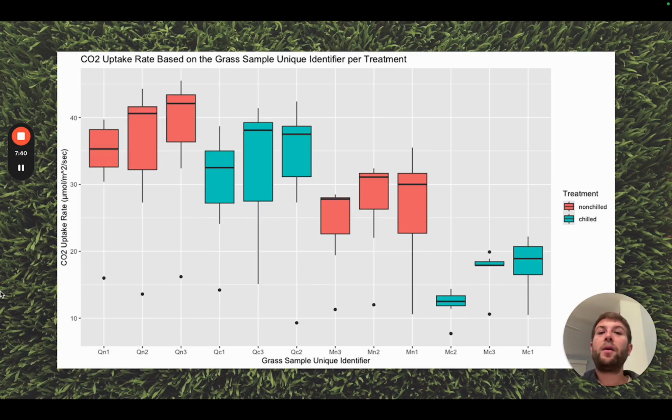In the experiment, there were 6 total plants per type, with 3 of each type per treatment. I thought it would be interesting to look at the CO2 uptake rate for each unique grass sample, with treatment categories labeled. This box plot was similar to my previous box plot's findings by showing that the non-chilled grass samples had a higher CO2 uptake rate than the chilled samples, and Quebec samples overall had a higher CO2 uptake rate compared to the Mississippi grass samples.